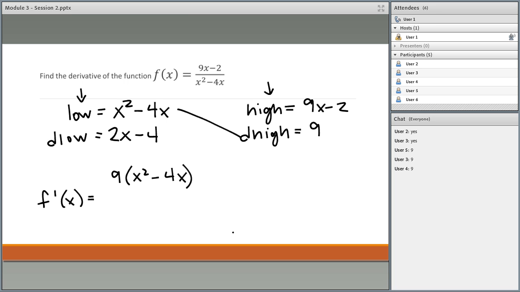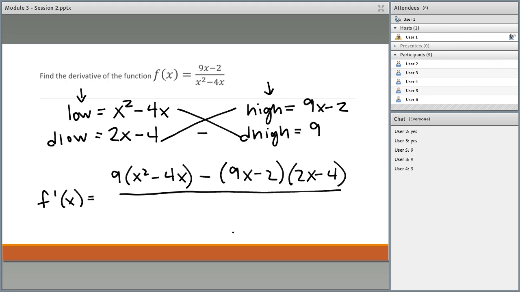And then high d low, I can also cross. And the difference between the quotient rule and the product rule is that the quotient rule subtracts. So then minus 9x minus 2 times 2x minus 4. And it doesn't matter what order you multiply these in, so you could have had 2x minus 4 times 9x minus 2. And then all over low squared, or the denominator, which is x squared minus 4x squared.